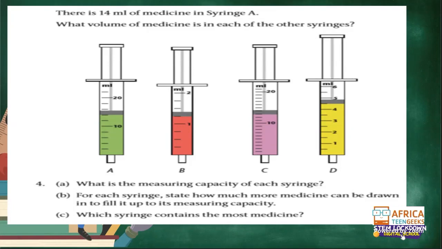So we want to know how much can be drawn in for A, right? We're looking at A. So you'll say capacity is 20 milliliters, right? The content inside is 14 milliliters. So you write 20 milliliters minus 14 milliliters, and your answer will be 6 milliliters of medicine that can be drawn in to fill syringe A to its capacity.